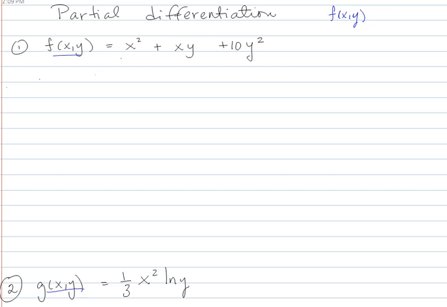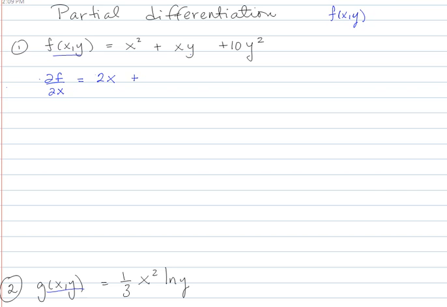So suppose that here's my first example. I have f of x, y is equal to x squared plus xy plus 10y squared. Suppose that I want to first find a derivative with respect to x, in this case a partial derivative with respect to x. Then I will go term by term, and I will think of y as a constant, and I will differentiate my x just the way that I'm used to. So if I have x squared and I differentiate that with respect to x, I just get 2x.